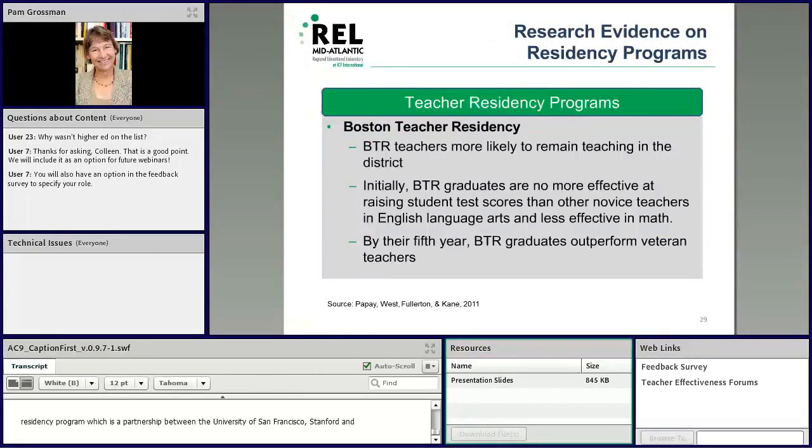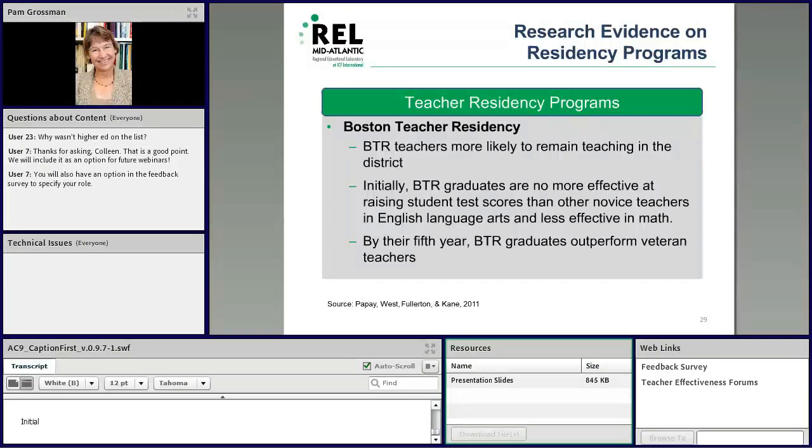So the residency programs are new enough that there's limited research evidence. There's been one study of the Boston Teacher Residency Program, which has been around long enough to have enough graduates to study. And one of the things that they found was that the graduates of this program are more likely to remain teaching in the district. So they succeeded on attracting people and getting people to stay in that district.